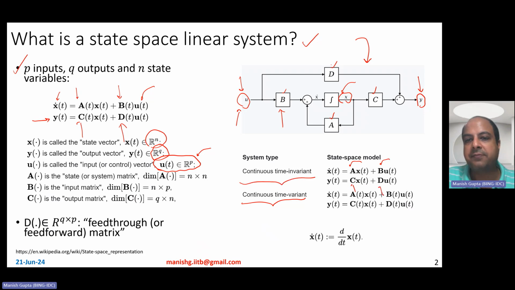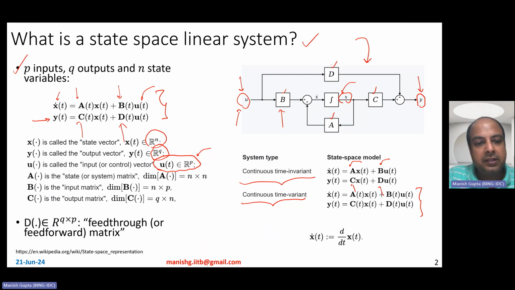So basically saying that these parameters A, B, C, D are time invariant in these kinds of systems. Of course, this one is much more generic, the continuous time variant one, but more complicated as well, because then you have to estimate these parameters A, B, C, D in a time variant manner. Right? So that's that.